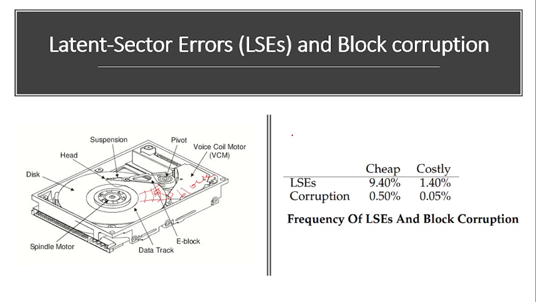There are two types of hard disk: one is cheap and another is costly. The durability of the costly one is very high compared to the cheap one. The LSE error percentage for the cheap disk is 9.4%, whereas for the costly hard disk it is only 1.40%. The block corruption is 0.5% for the low-price hard disk, whereas the higher-priced hard disk has a corruption level of 0.05%.